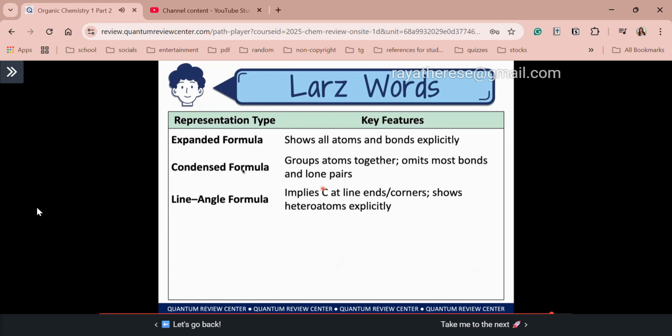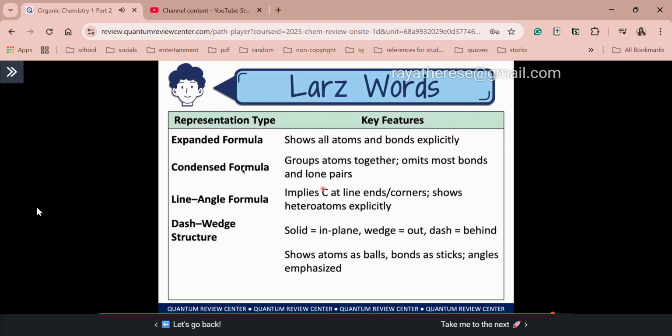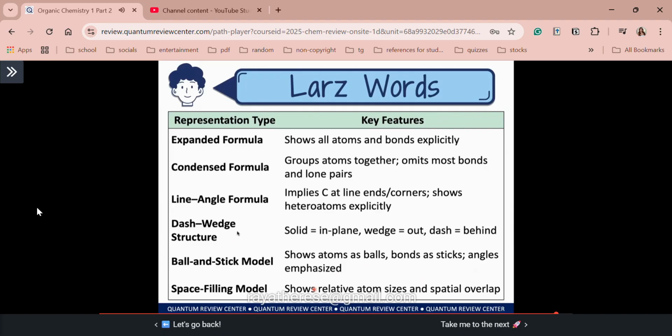For the next 3 representation types, again, they are 3D representations. Firstly, we have dash wedge. Second, we have ball and stick. And thirdly, we have space filling model. Class, again, dash wedge structure, remember, is important in stereochemistry discussion. For ball and stick, aside from the bond length, it also emphasizes the angles between your bonds. So it shows atoms as balls and bonds, okay? The tiny bonds as sticks. And lastly, space filling model is the most accurate 3D representation that shows the relative atom sizes and your spatial overlap. That's why it's highly used for your steric studies, okay?